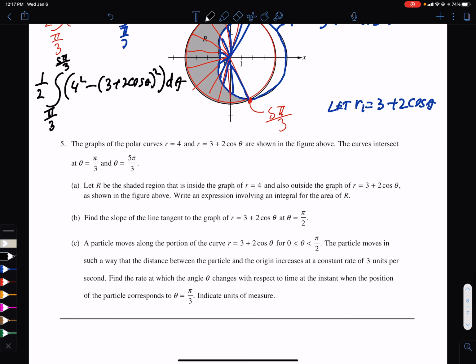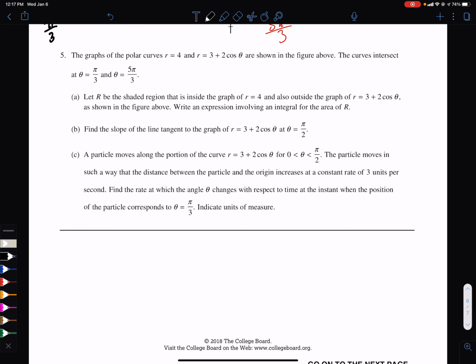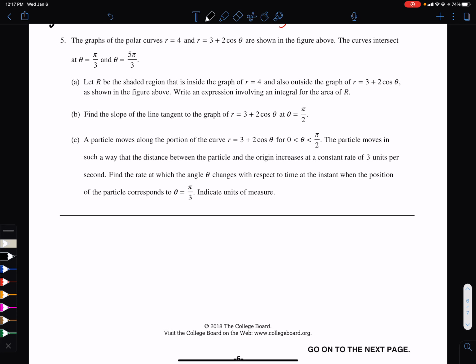For part B, I think we're good. Find the slope of the line tangent to the graph of r equals 3 plus 2 cosine theta at theta equals pi over 2. So part B, I will do down here. dy/dx is dy/d theta over dx/d theta. That is something we did with the previous section in chapter 11, the parametric form. If I can get this in parametric form, I'm able to calculate this.